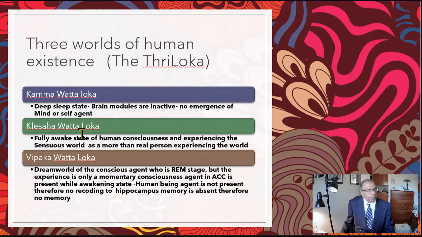Then he talks about the third world, which he defined as Vipaka Vata Loka. Loka means the world. That is the world defined as the dream world of the conscious agent who is in the REM stage of sleep. In other words, the dreaming stage. So in that world, the experiencer is a momentary consciousness living at the anterior cingulate area, which matches Buddha's definition; that's where we will explain where the mind is originating.